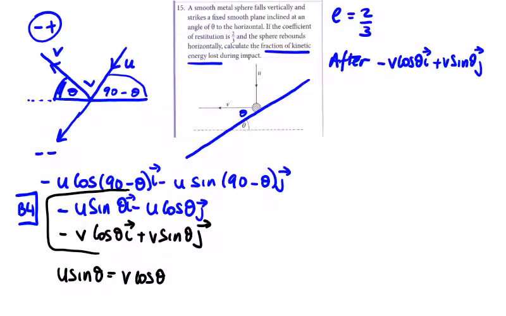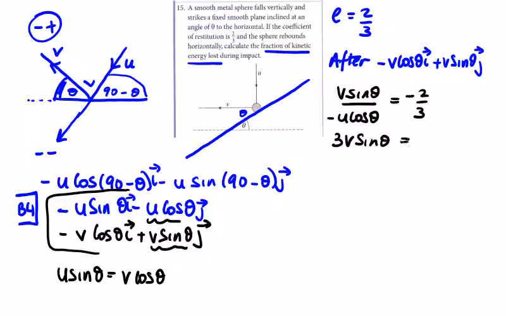And then before, so after, we don't know after, let's call it what we do. We know E, we know after is going to be on top and before for my coefficient of restitution. So V sine theta over minus U cos theta, to put the minus sign, is equal to minus E, minus 2 over 3. 3V sine theta is equal to 2U cos theta.